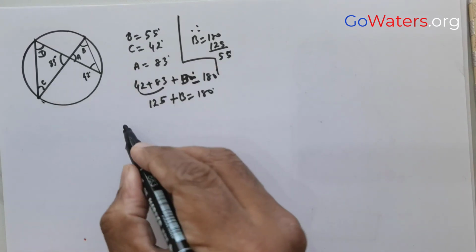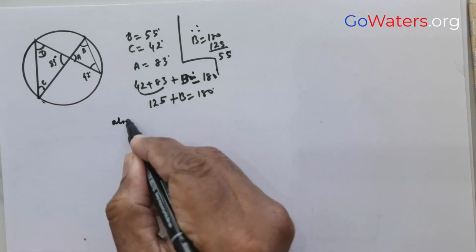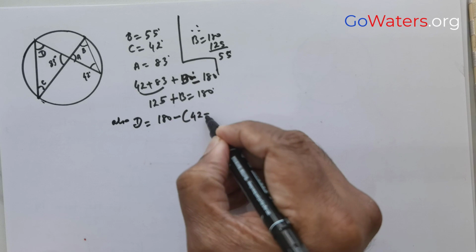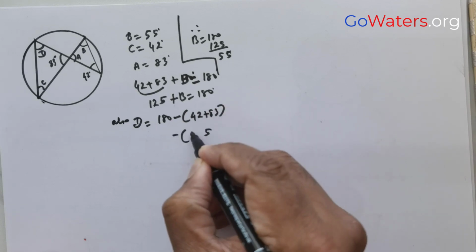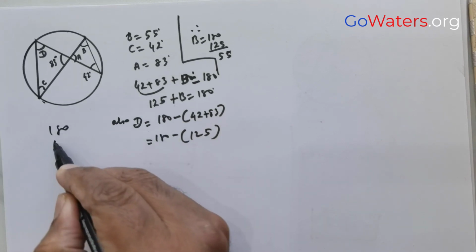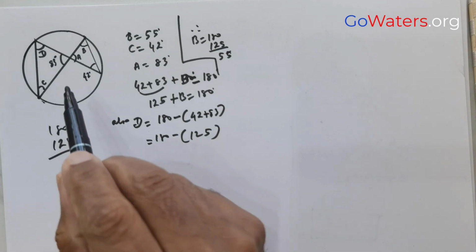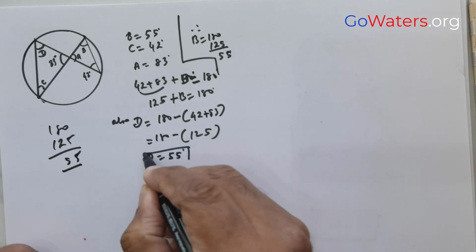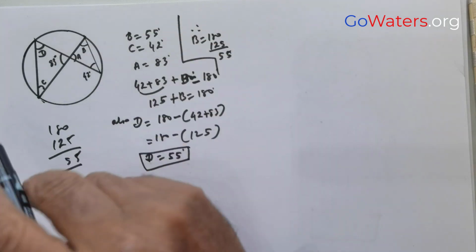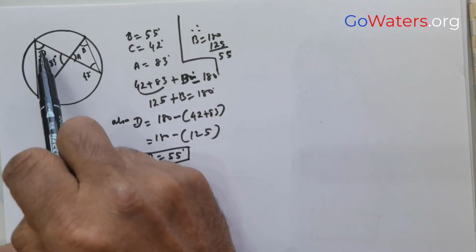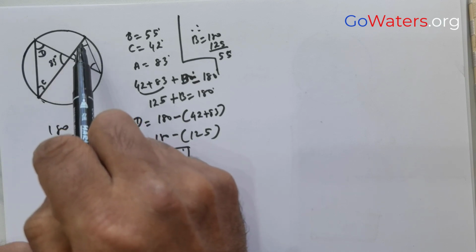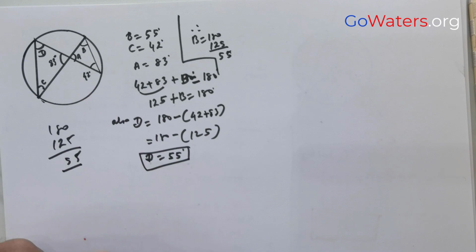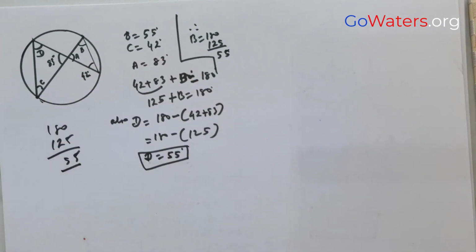So I know C, I know this angle 83. So D can be obtained as, D is equal to, from 180, I would subtract 42 plus 83. So this is going to be 125, and from 180 I need to subtract 125, and that would give me the angle D. So angle D is equal to 55 degrees. So angle B is 55, angle D is 55. So clearly we can see the angles that are lying in the same segment created by the chord will always be equal. So this clearly ascertains the fact that B is equal to D and C is equal to this value 42, right? So that is the end of this particular question.